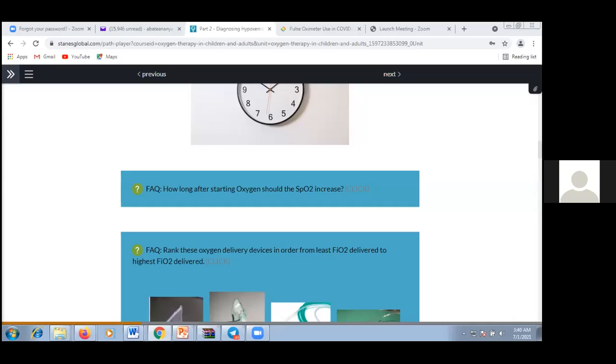So after applying a pulse ox, you have to wait. You have to have these patients wait 30 to 45 seconds to see an accurate reading. This is the time the pulse oximetry takes to detect the pulse. But a change in oxygen saturation really depends on the patient's condition, but most of the time it's not more than 2 minutes, okay? So if after starting oxygen therapy you see no change in your oxygen saturation, that is the time when you have to escalate your oxygen therapy.